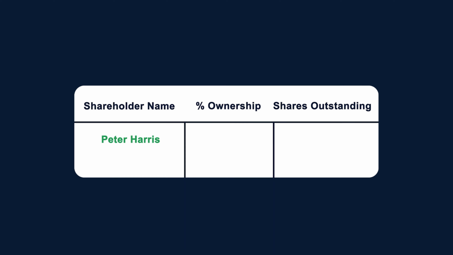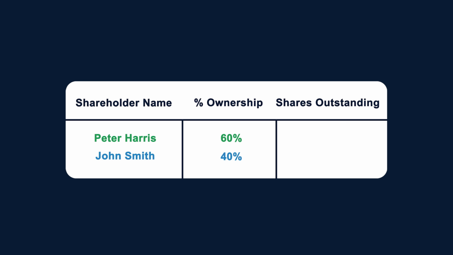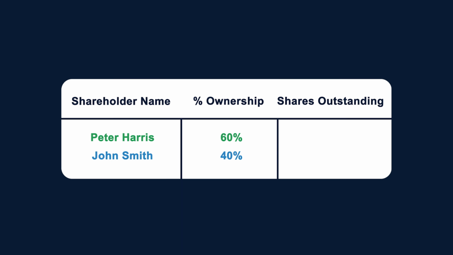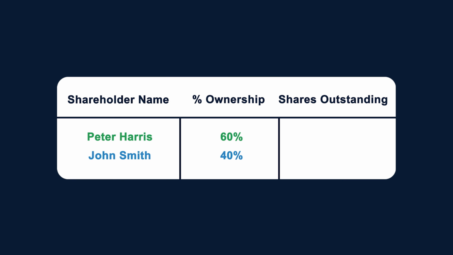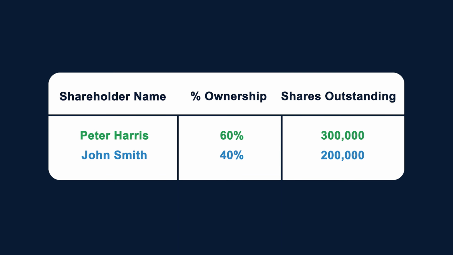So, simply put, if you are a founder, then you put your name on the first column. When you start the company, you and your co-founder decide to split it 60-40. You get 60%, they get 40%. You might set up the company with 500 common shares outstanding, giving 300,000 to yourself and 200,000 to your co-founder.